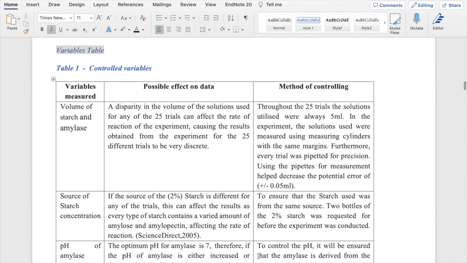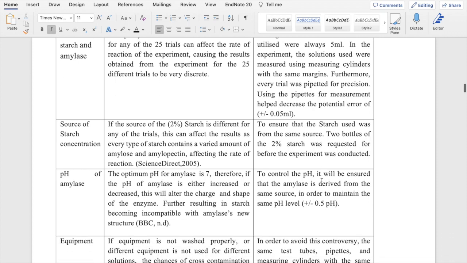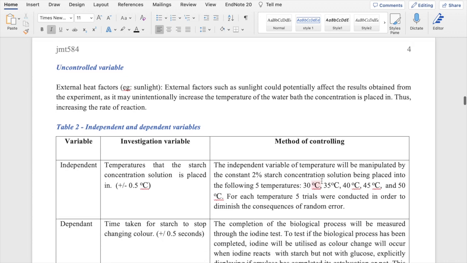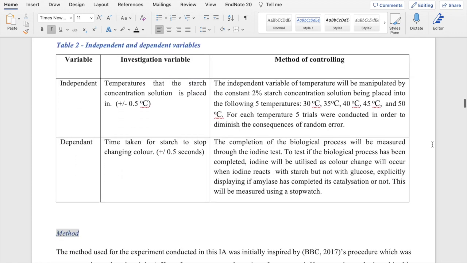Then you have to show your materials, like a regular experiment, what materials you're going to be using. And then a variables table, where you show your controlled variables, the variables you're controlling, like the volume of starch and the starch concentration. I control all of these things. Then you mention an uncontrolled variable, something that's not in your hands anymore. Mine was an external heat factor. The sunlight could potentially affect my results, because even though I was in a closed dark room, there were windows, so that could increase the speed more than it should have been. Like 30 degrees could go up to 32 degrees because of the sunlight.